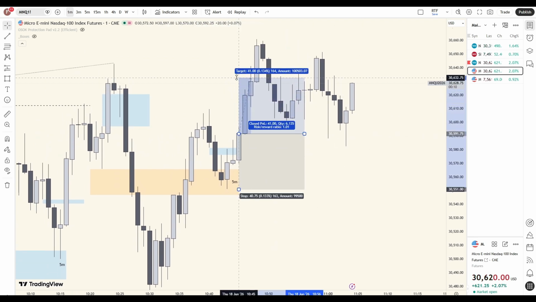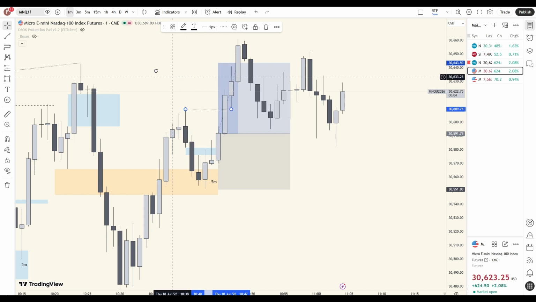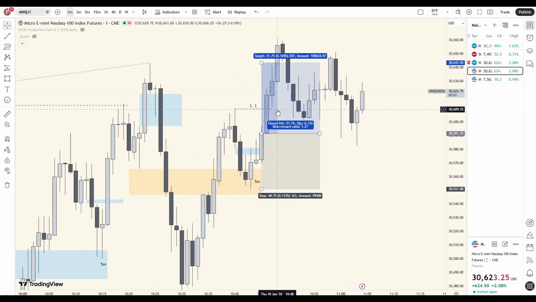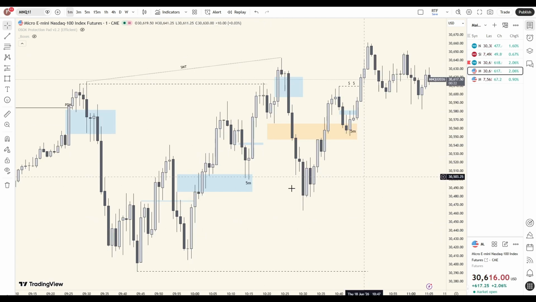You could also just target a simple 1-to-1 or target this high, and of course you would put your stop loss to break even, or at least I would put my stop loss to break even at that high right there, and you just leave it running. And a day like this can absolutely wreck your trading account if you are not careful and if you are not patient. However, if you are patient, you're going to be rewarded for it.